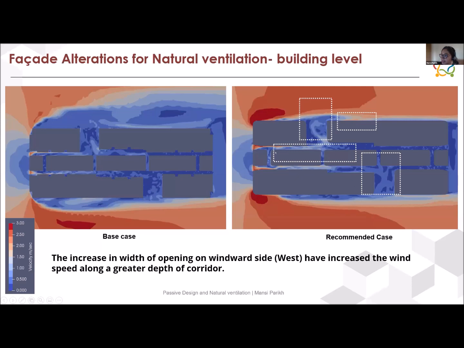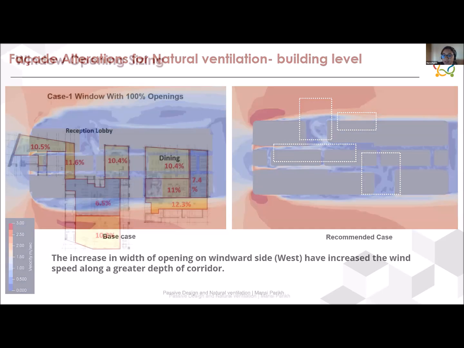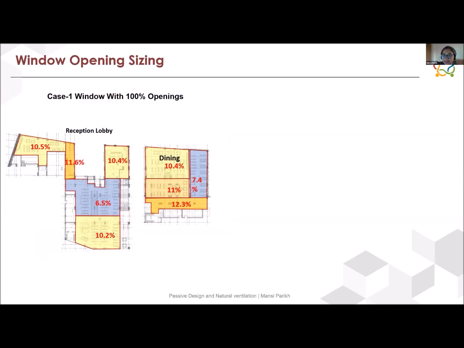So we suggested these changes to the client and got it approved. And so we improved the wind movement in this particular scenario by adding those small changes. Once we made those small changes in the internal layouts of the building, there has to be a way to improve the window opening sizing.